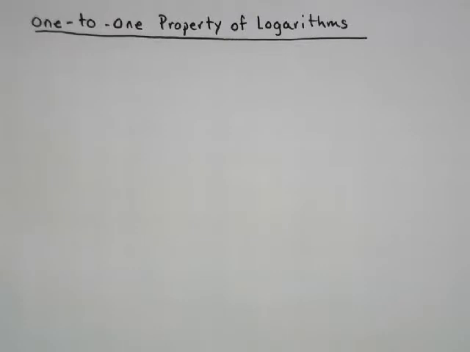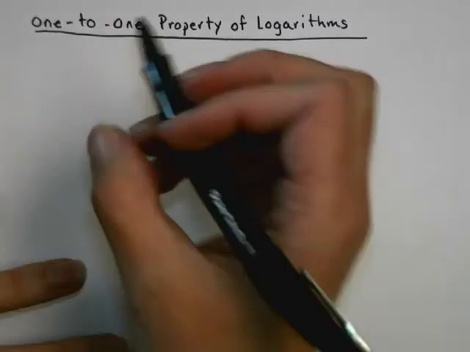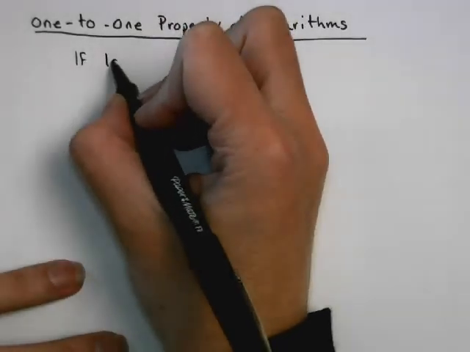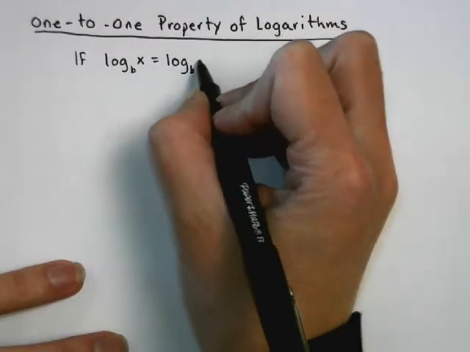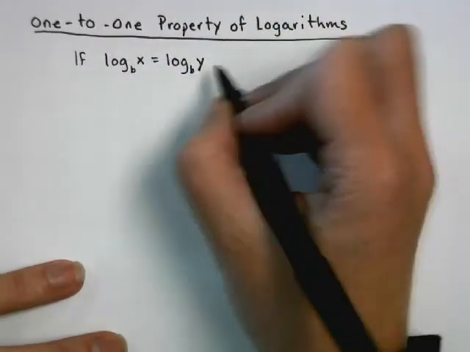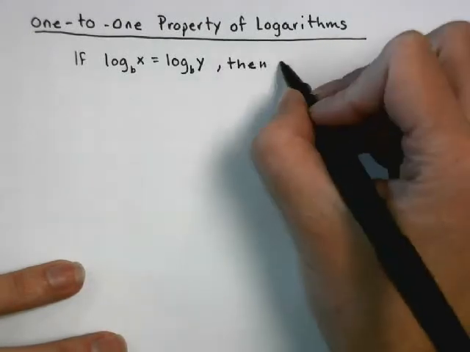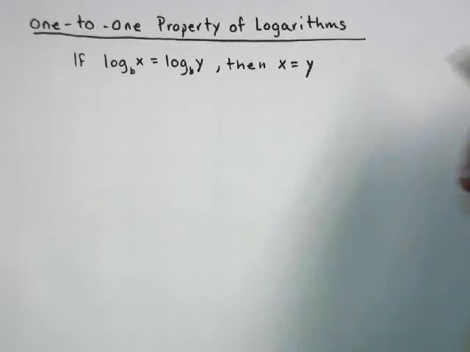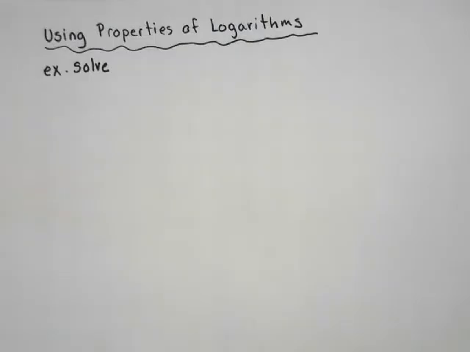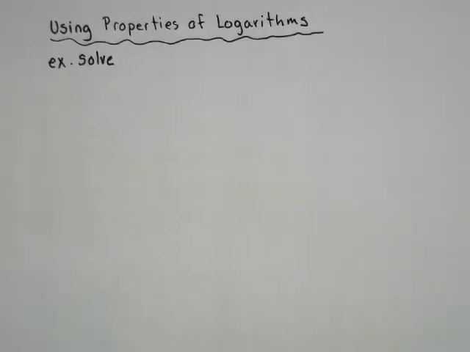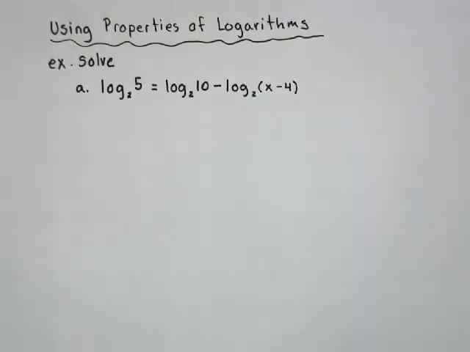Next, we're going to talk about the one-to-one property of logarithms, which says if log base b of x is equal to log base b of y, then, quite logically, x has to equal y. So in our next set of examples, we are going to be using the one-to-one property of logarithms and properties of logarithms to solve various logarithmic equations.